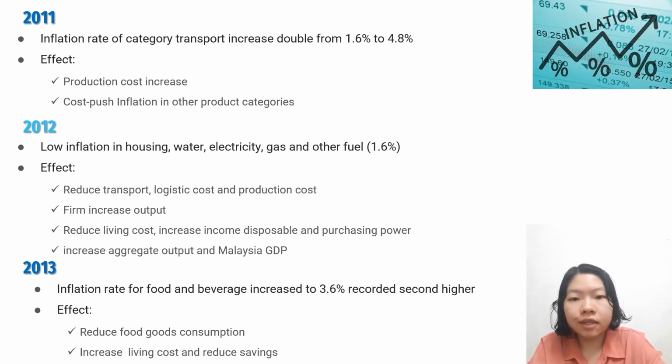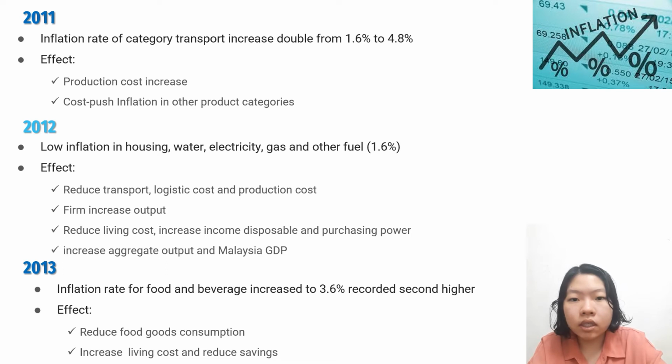It's found that the low inflation rate of the product category for housing, water, electricity, gas, and other fuels has lowered the transport fare. And the logistics costs also have reduced, whereby this will reduce the production cost. So now firms have extra funds to increase the output. Lower fuel price also will help reduce the living costs, increase the disposable income and purchasing power. As a result, it will increase the aggregate output and Malaysia GDP.